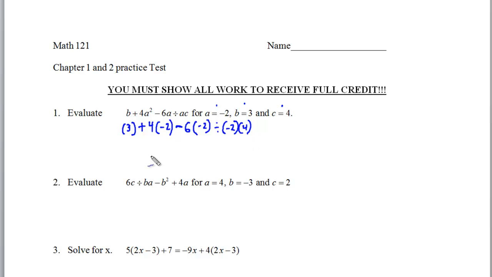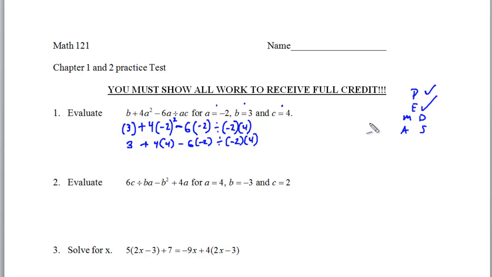Alright, so in order of operations, the first thing we do is think of our "please excuse my dear Aunt Sally," which is the order of operation preference. The first thing we do is any parentheses. Since none of these are nested parentheses, we don't have to do that, so they're finished. We have a square here, so the exponents need to be done next. So I'll go 3 plus 4 times, this is -2 to the second power, this is going to be 4 times 4, minus 6 times -2, divided by -2 times 4.